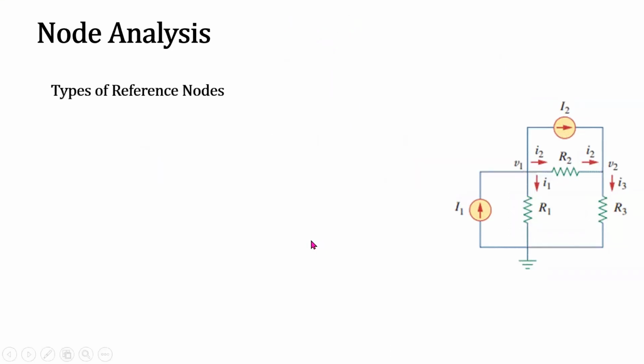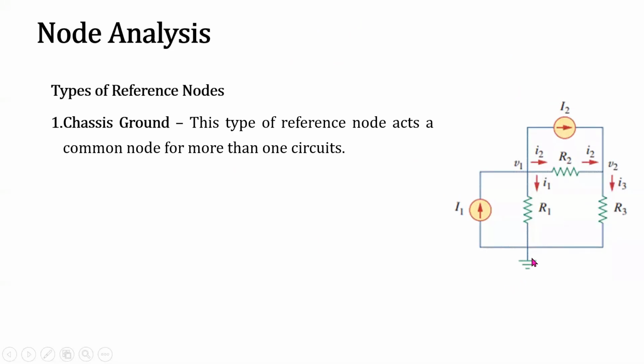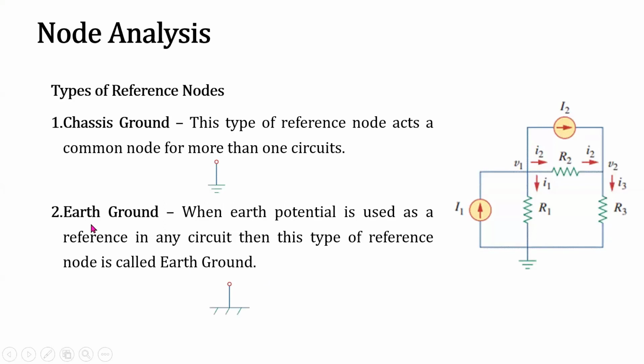All right. Types of reference nodes. It may be a chassis ground. The symbol is like this. It may be earth ground. The symbol is like this. So we have said in any circuit, nodes are of two types, a reference node and a non-reference node. A reference node can be of two types, that is a chassis ground, the symbol is like this, and earth ground, the symbol is like this. In most of the cases, we do use this symbol as a reference node symbol. All right.